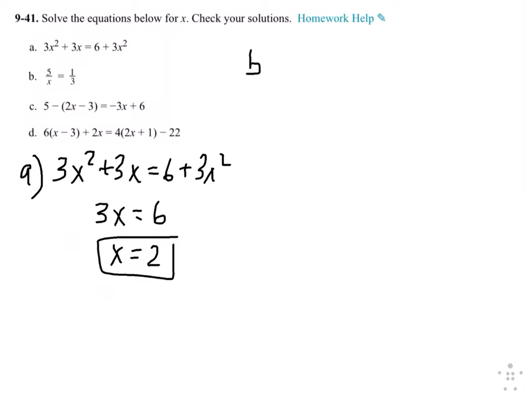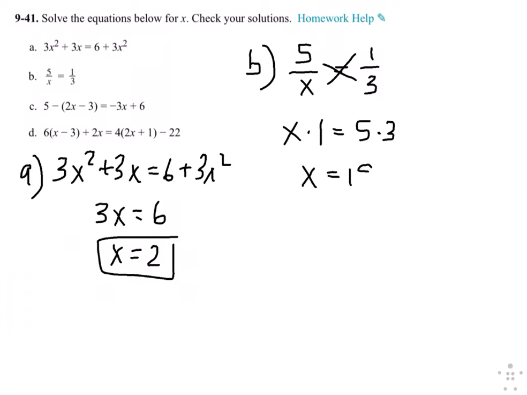Let's do B up here. 5 over x equals 1/3. Let's cross multiply. X times 1 equals 5 times 3. X equals 15 for that one.